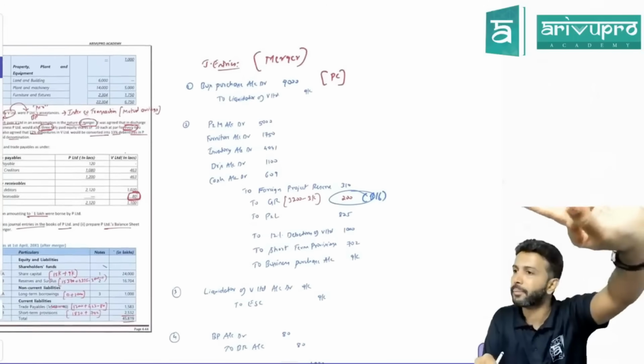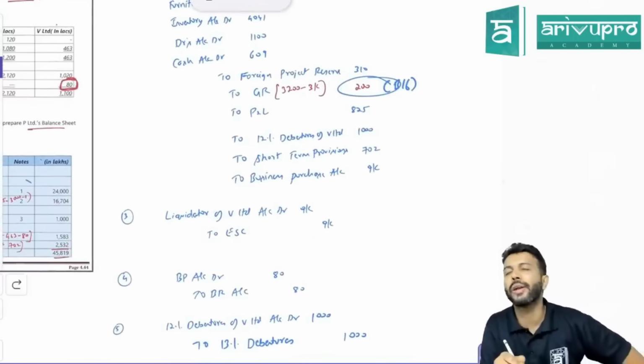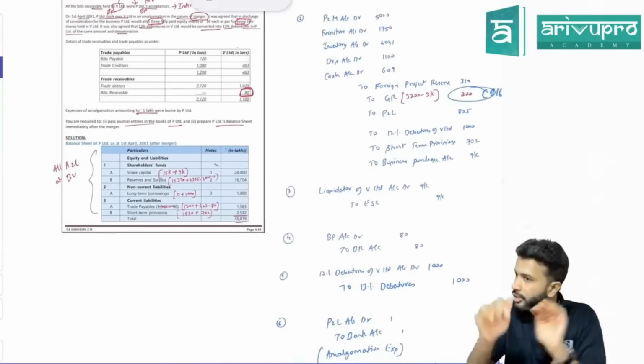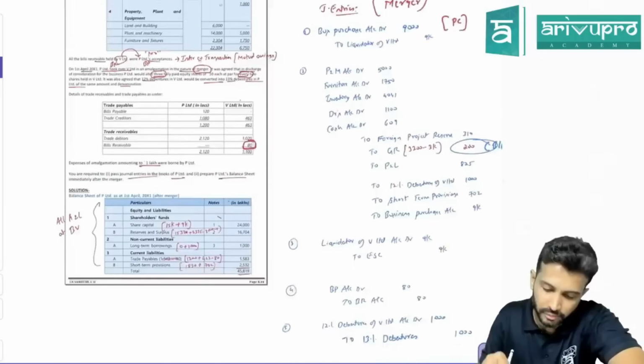Okay, two entries are done. The third one is settlement to liquidator. What is the journal entry? Liquidator account debit to equity share capital. These are your three common entries. Other than this, in this problem, you may get some mutual owings. Here we have mutual owings.